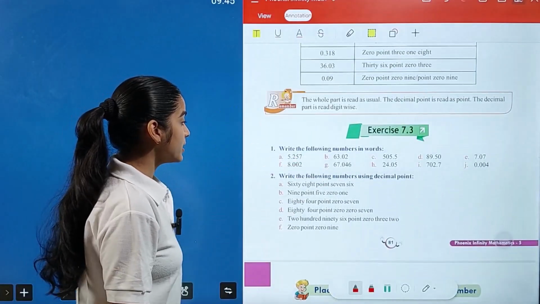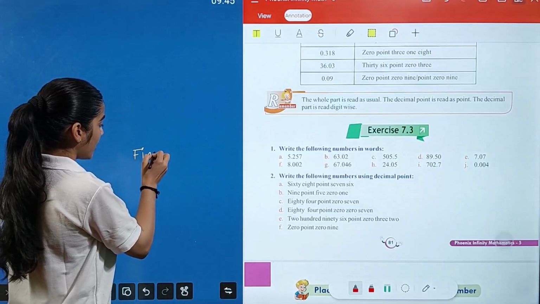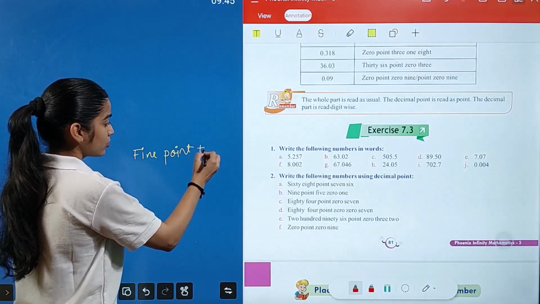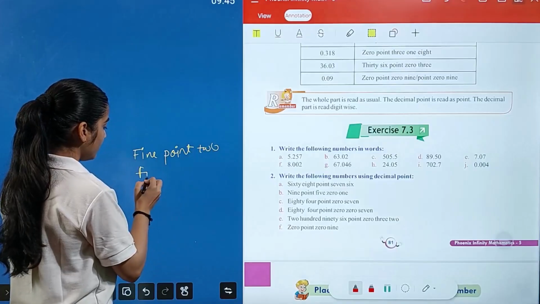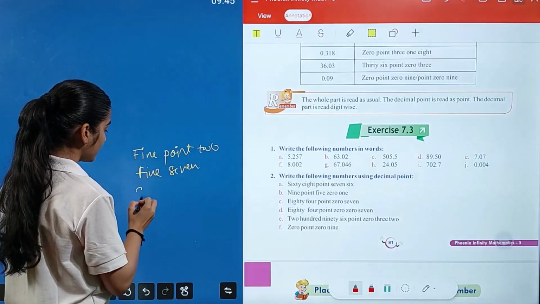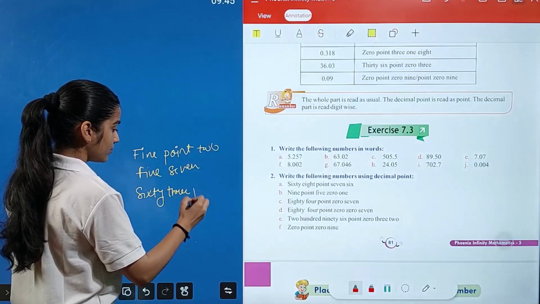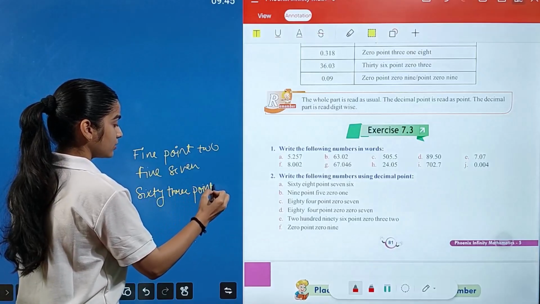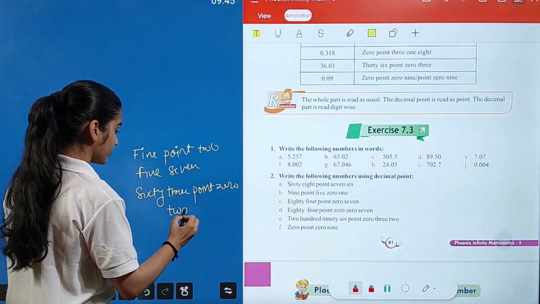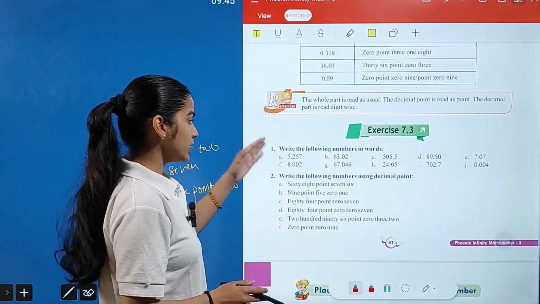Write the following numbers in words. So this will be 5.257. Next we have 63.02. Okay students, you have to write the rest of the parts you have in question number 1 in words.